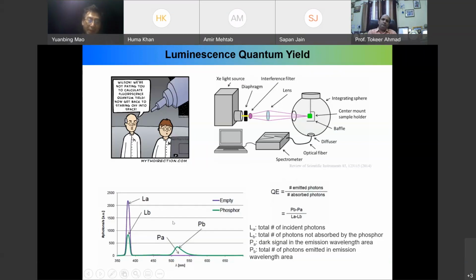Then when we put the sample in, the phosphor will absorb a certain number of photons, so the peak here is lower. But at the same time, because it absorbs the photons, it will give emitted photons as well. If we put these values in this equation, the emitted photons will be equal to PB minus PA. PB is this one, and PA is here. For the number of absorbed photons, it will be equal to LA minus LP. That is how we get the quantum yield.